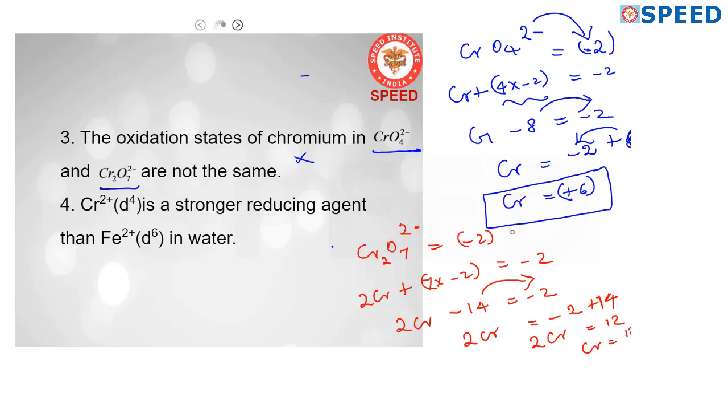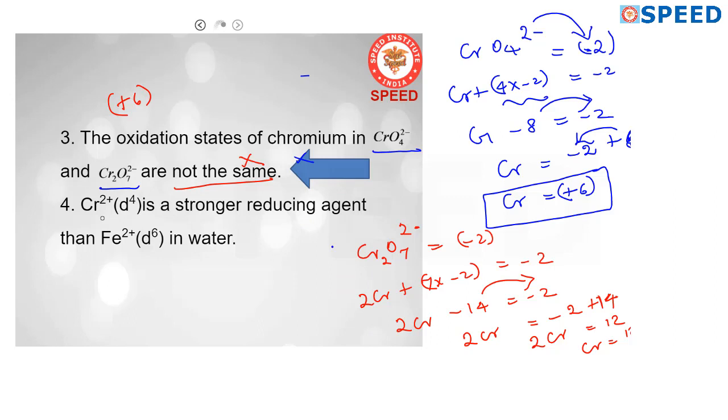Your answer is 6. So in both the cases you get 6, but here the oxidation state of chromium in CrO4 2- and Cr2O7 2- are not same. So this is wrong. Okay, so this is same only. So the oxidation state is plus 6. I think the correct option is third one only.